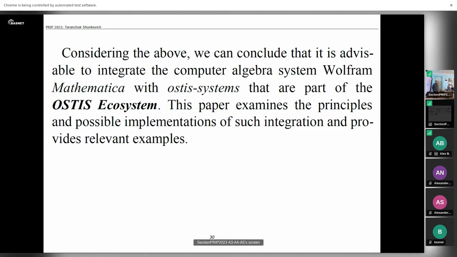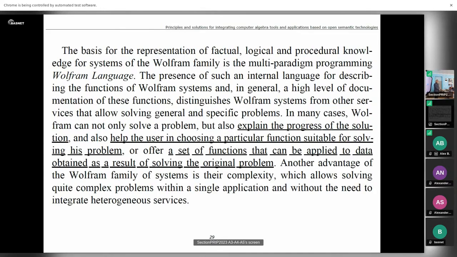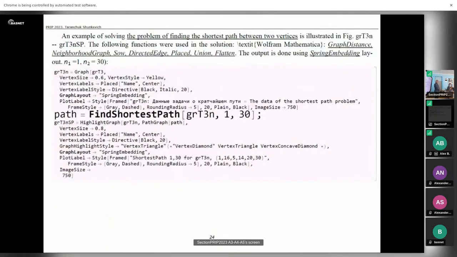Thank you. I have a question that is connected with this function, finding the shortest path. Do you know all the things that are used in this function? I have this question for my colleague. Which algorithm is used within this function?